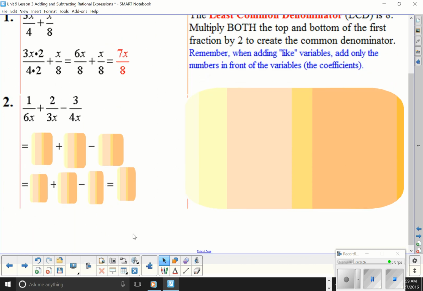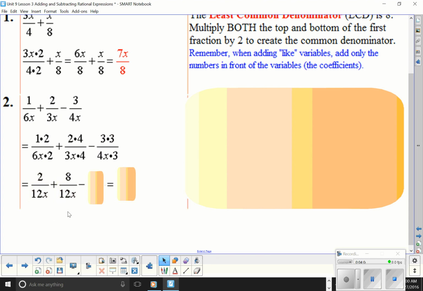Next up, we have 1 over 6x plus 2 over 3x minus 3 over 4x. We have 6, 3, and 4. Take the 6. 3 and 4 won't go into 6. Multiply the 6 by 2. We get 12. 3 and 4 will go into 12, so we're going to use 12 as our LCD. I multiply by 2 over 2, by 4 over 4, and by 3 over 3, giving me 2 over 12x, 8 over 12x, and 9 over 12x, resulting in 1 over 12x.